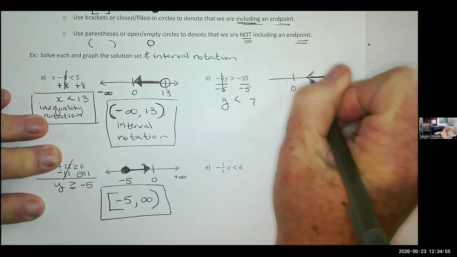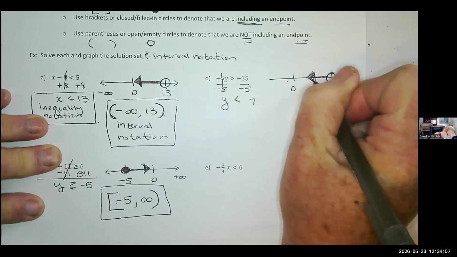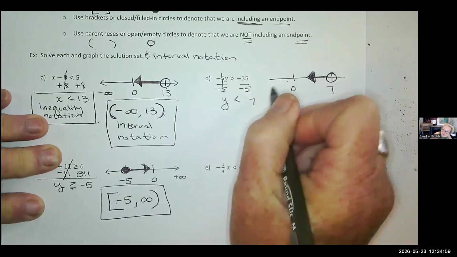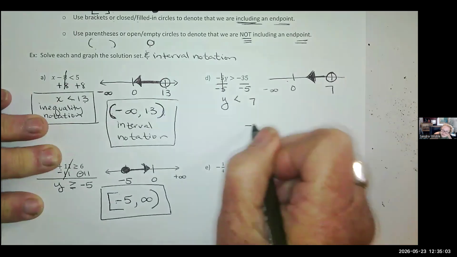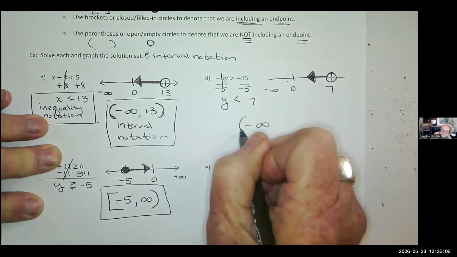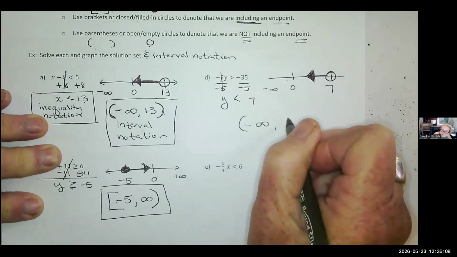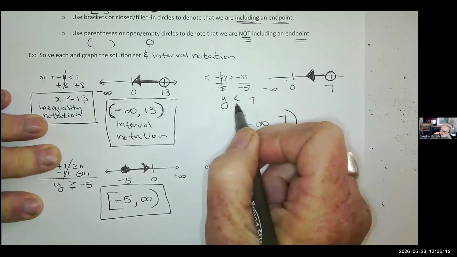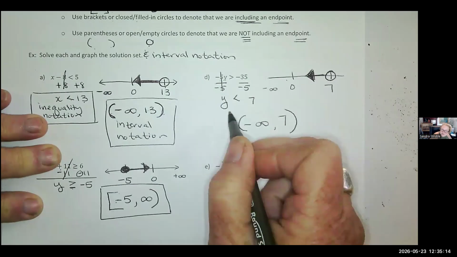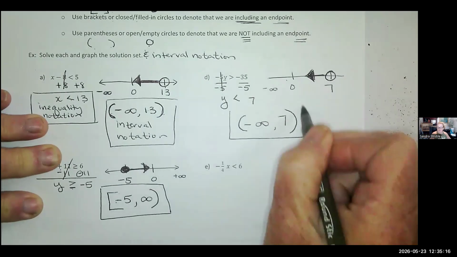Writing your interval notation, you start from the furthest number to the left, which is your negative infinity. Remember, your infinities all get parentheses. We're going up to 7, but it is not included. Does not have the equal sign piece with it. That is your interval notation for this one. All right, you've seen everything.